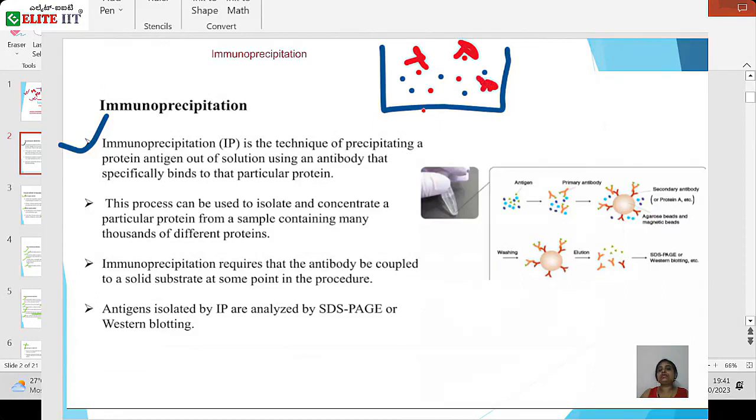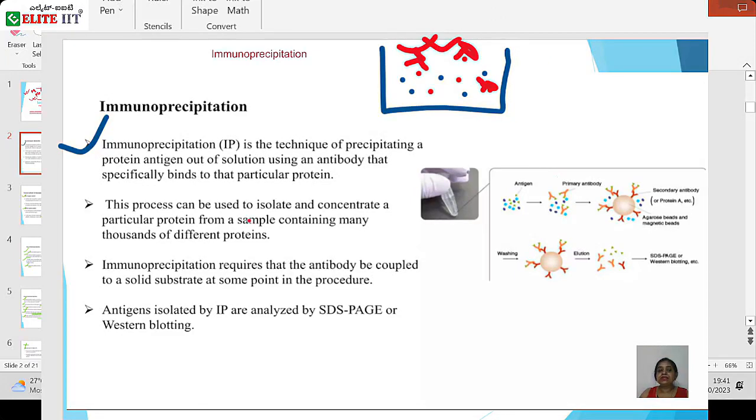Here I have given only two types of antigen, blue and red. Antibodies are present only against red. If you want to precipitate the red-colored antigen, you have an antibody against it. You just add the antibody, and the specific antigen will bind with this antibody and be separated. Now this process can be used to isolate and concentrate a particular protein from a sample containing many thousands of different proteins. So we are isolating your protein of interest from a mixture, which means you are doing the concentration.